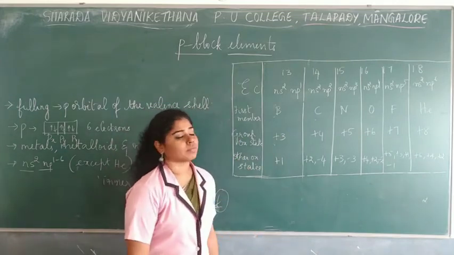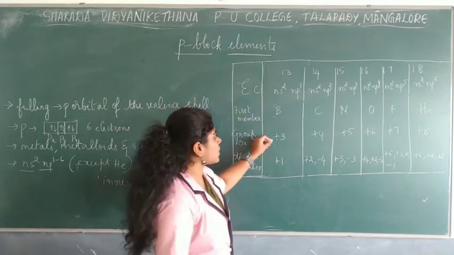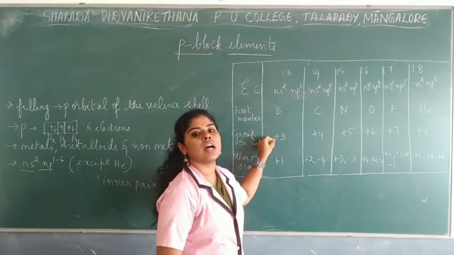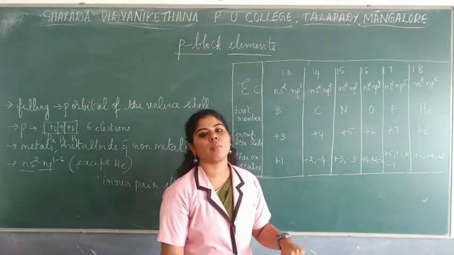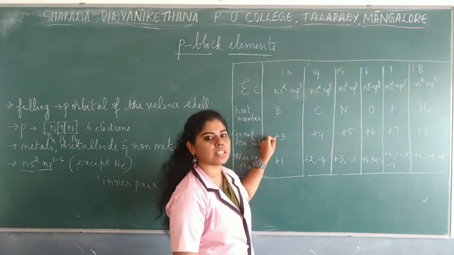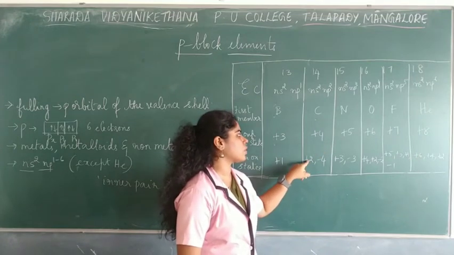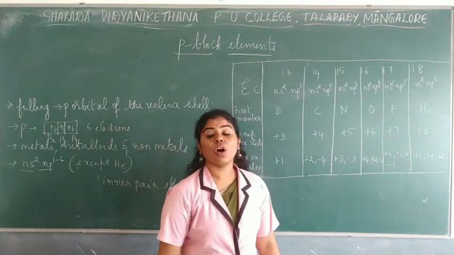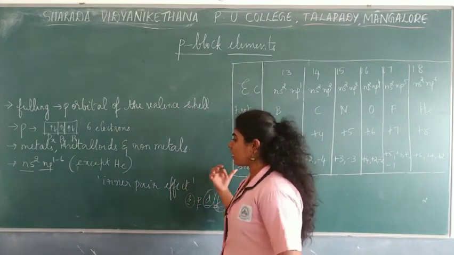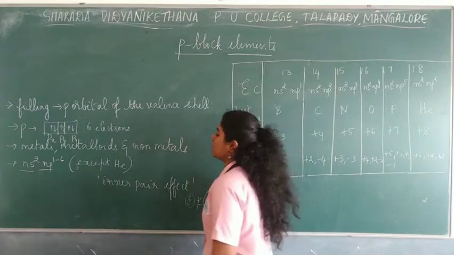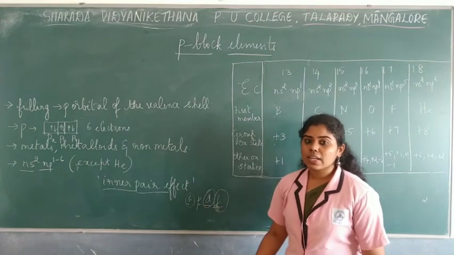If you go on, these can show varying oxidation states, which differ by 2. Here it is actually +3, but this has a difference of 2. In the same way +4, which has a difference of 2, +5, a difference of 2. So the difference of 2 in the oxidation states is mainly due to the inert pair effect. Why inert pair effect? What do we call the inert pair effect?